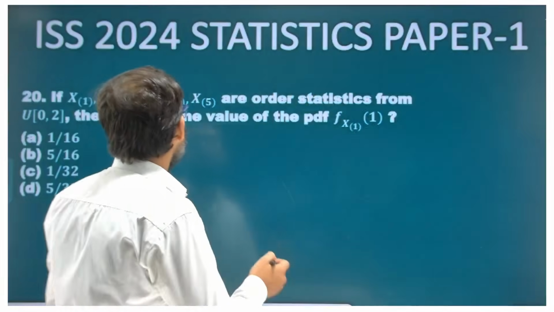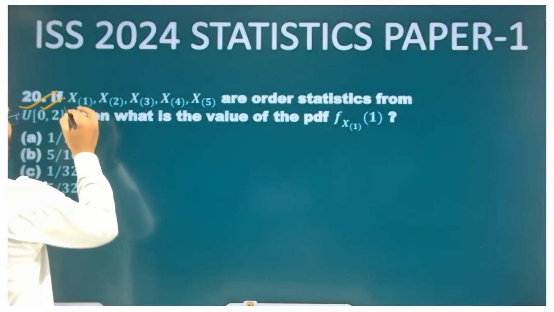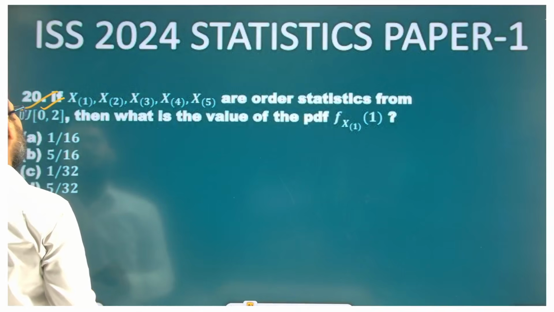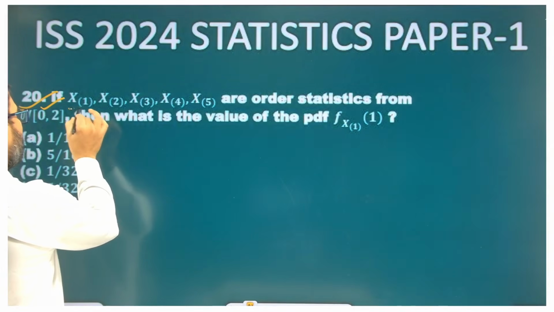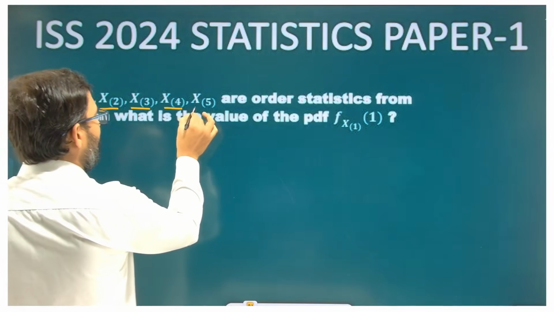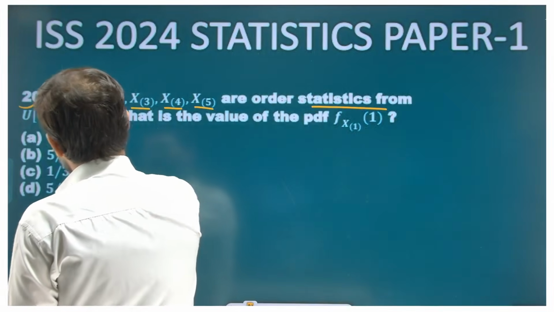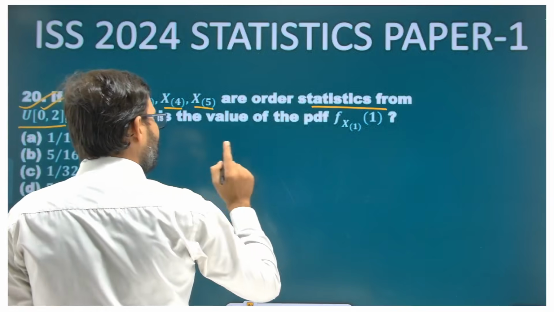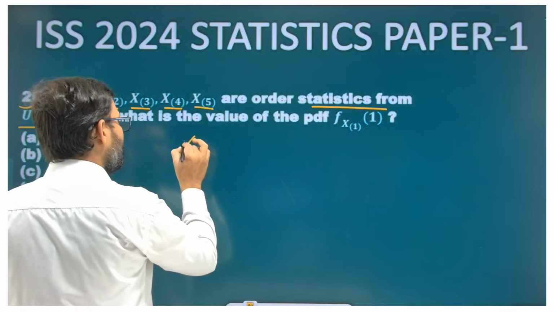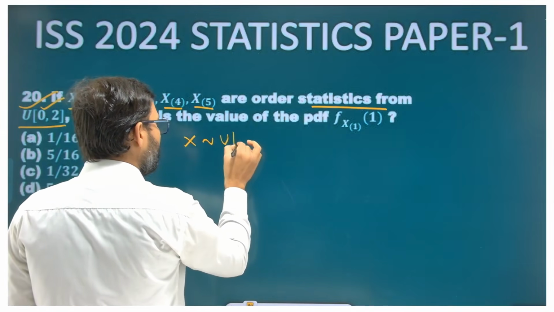So let's start question number 20. In this particular question, it says that if x1, x2, x3, x4, x5 are order statistics from uniform 0 to 2. First of all, it has said that the parent population X is following uniform 0 to 2.